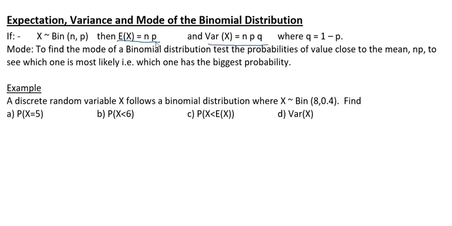The mode is a wee bit trickier. To find the mode of a binomial distribution, test the probabilities of values close to the mean. So the mean is NP, and see which is most likely, so which one has the biggest probability.